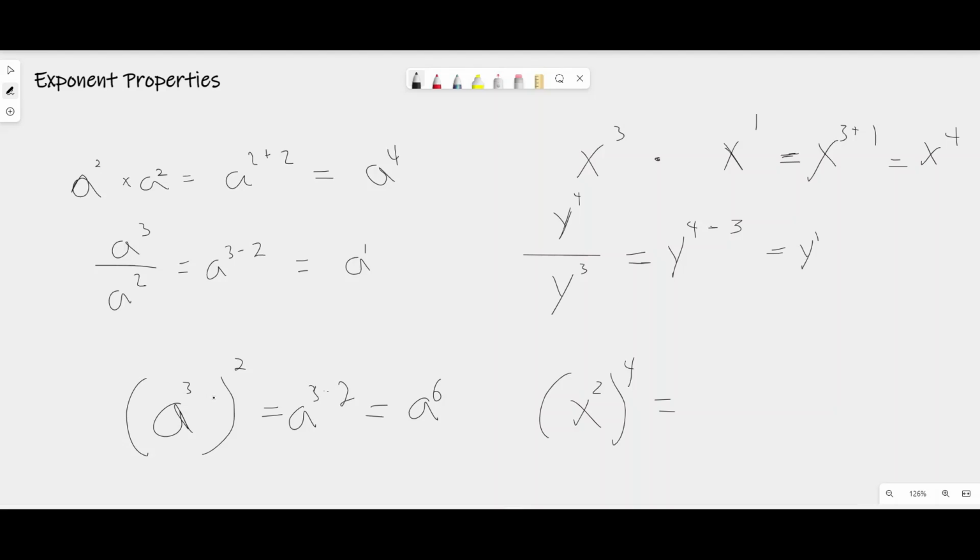Next we have powers of powers. If we have a to the third to the second, all we do is multiply it. So we do 3 times 2. We take a to the third and multiply it by 2 in the exponent, and we get a to the sixth. Take x to the second and put it to the fourth power, we do x to the 2 times 4, or x to the eighth.